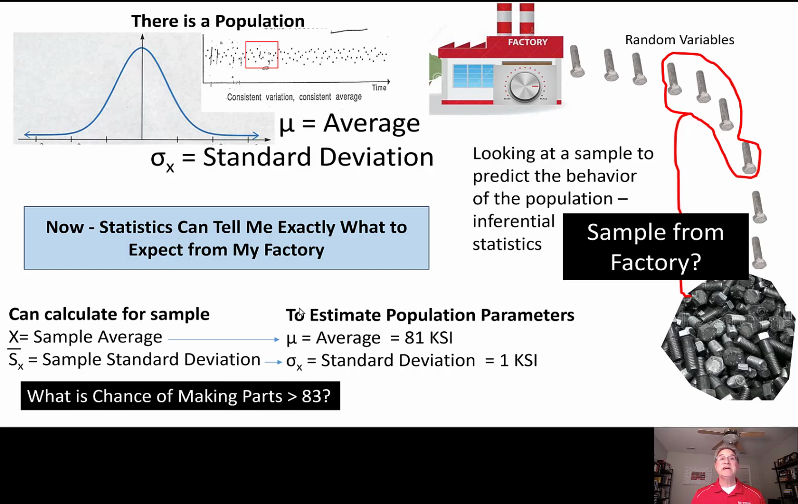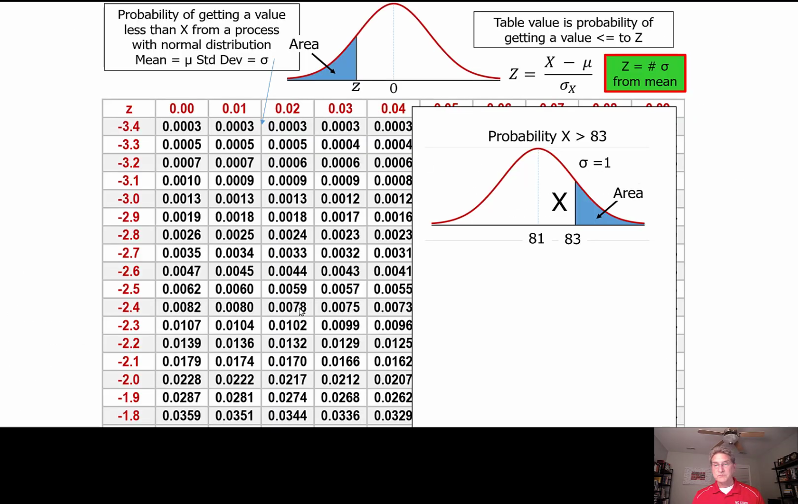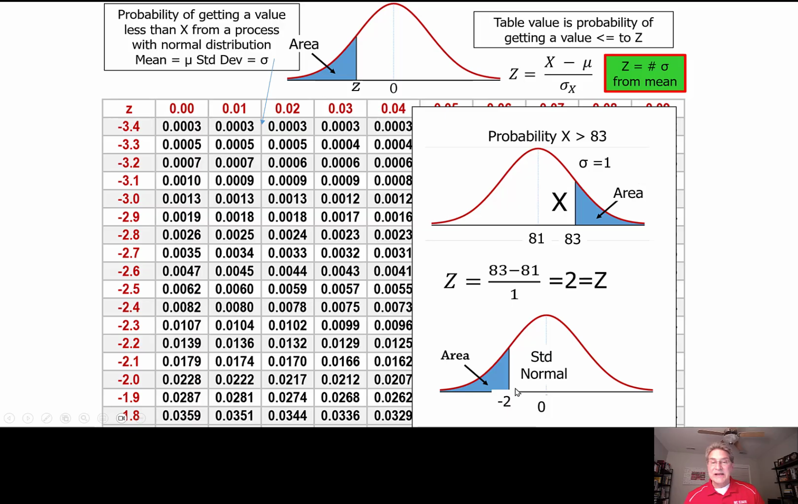What's the probability of getting one greater than 83? Same thing here. I want the probability of greater than 83. I calculate my z value. It's 2. Greater than 2 is the same thing as less than minus 2. So I can still use this same chart. I'm going to come down here. It's 0.0228 or 2.28%. Okay?